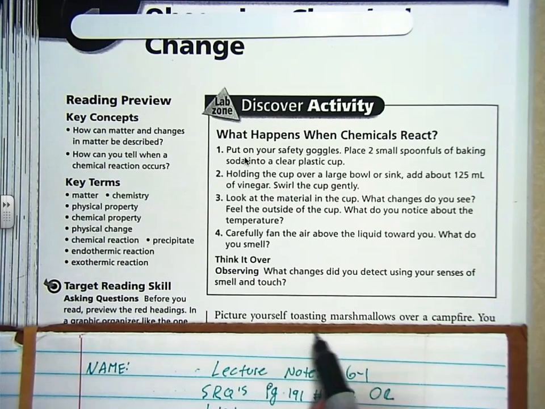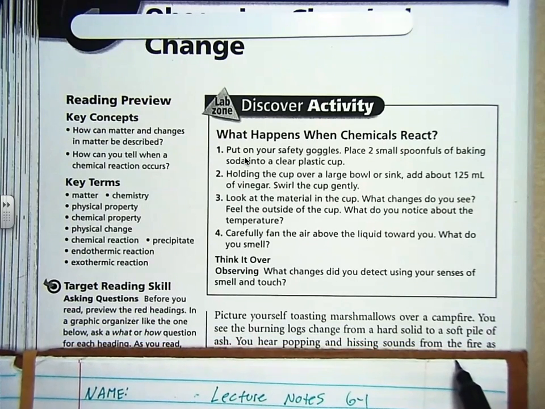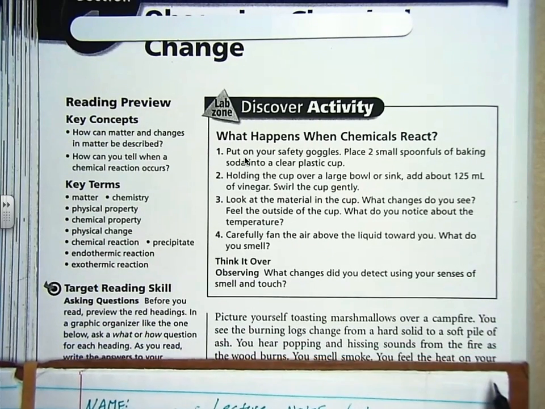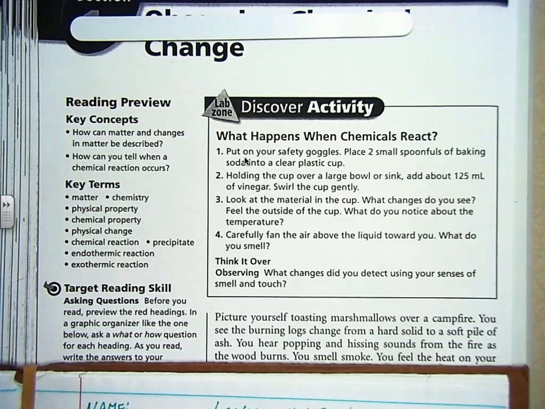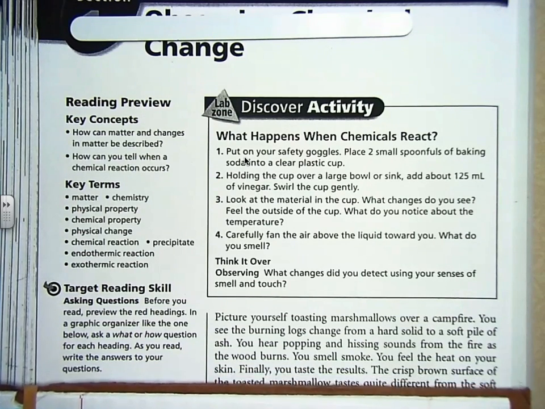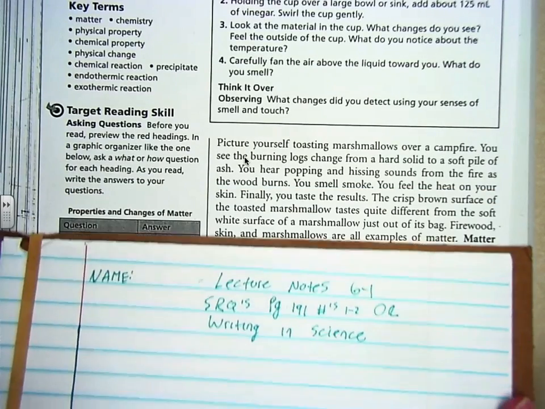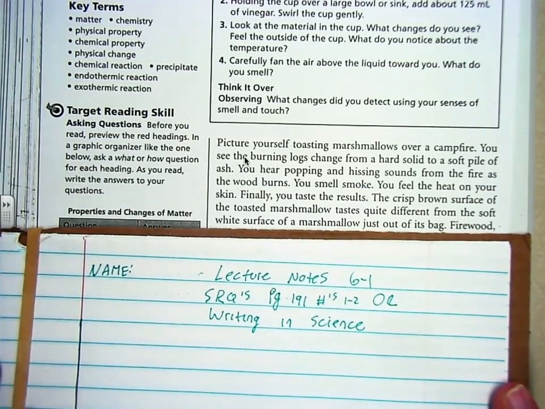Picture yourself toasting marshmallows over a campfire. You see the burning logs change from a hard solid to a soft pile of ash. You hear popping and hissing sounds from the fire as the wood burns. You smell smoke. You feel the heat on your skin. Finally, you taste the results. The crisp brown surface of the toasted marshmallow tastes quite different from the soft, white surface of a marshmallow just out of the bag.